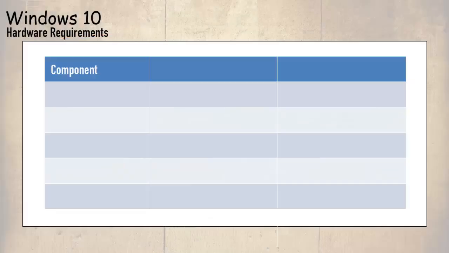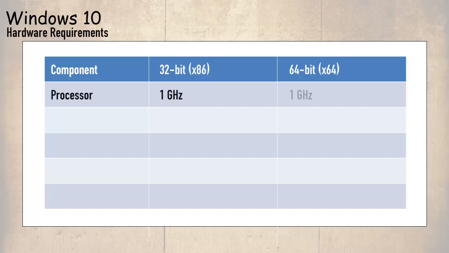As we have already discovered, Windows 10 is supplied in two different architectures, 32-bit, also known as x86, and 64-bit, also known as x64. So naturally we would expect some differences. Both versions require a 1 GHz processor. Remember that this is the minimum requirement, as installing Windows 10 on a faster processor will cause it to run much smoother.